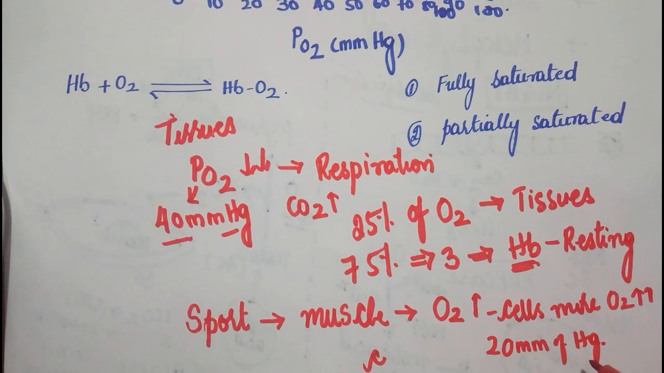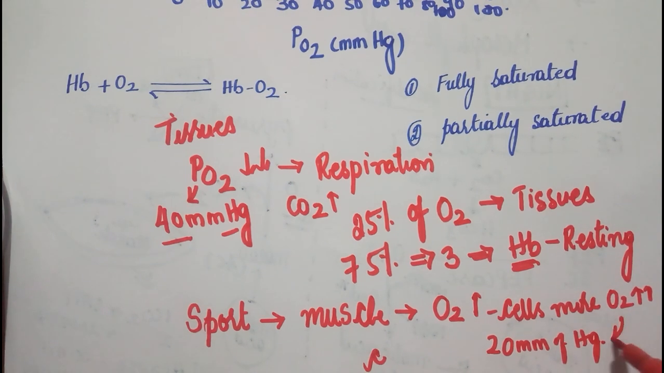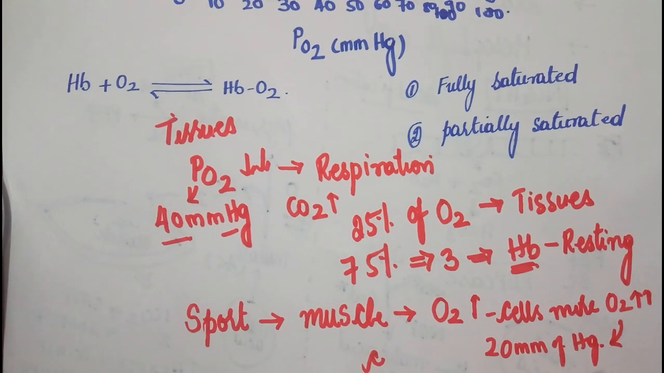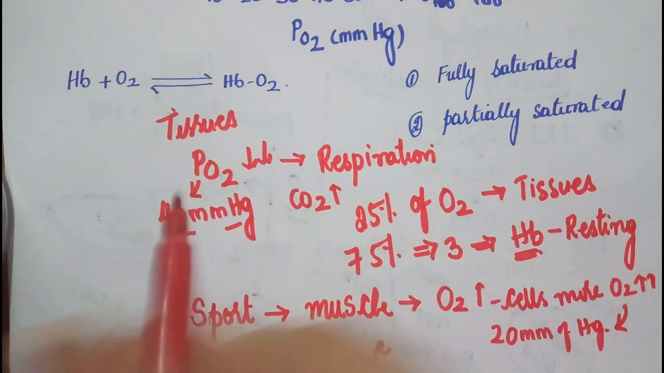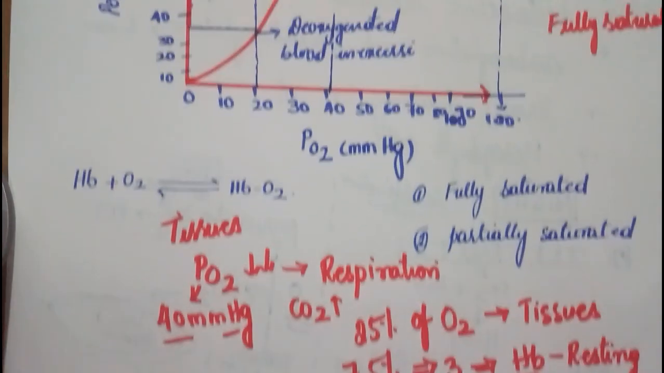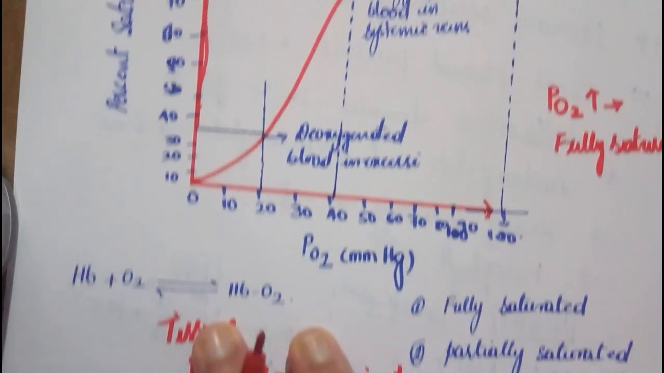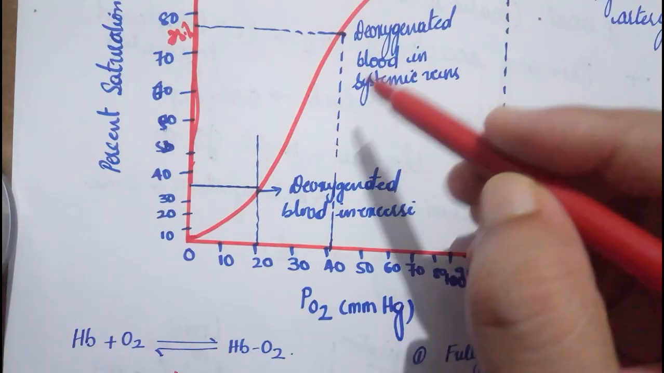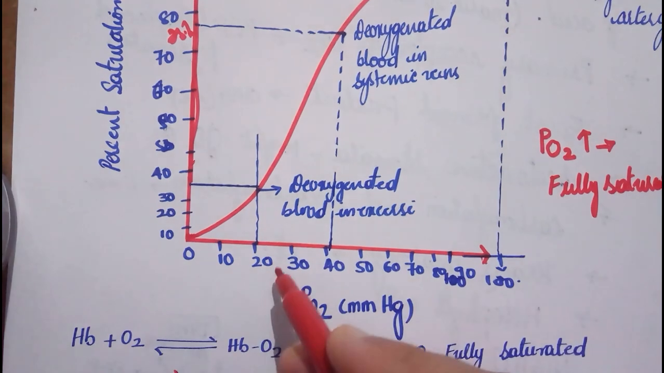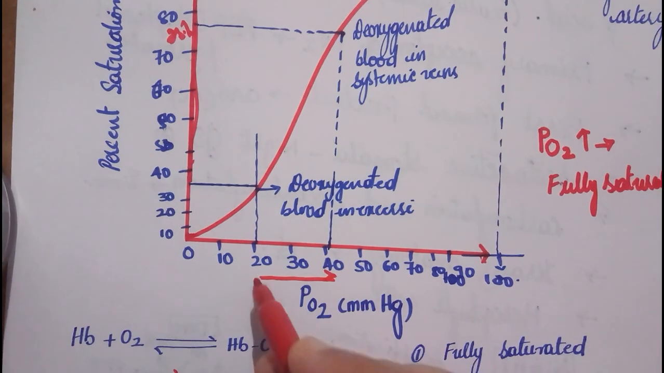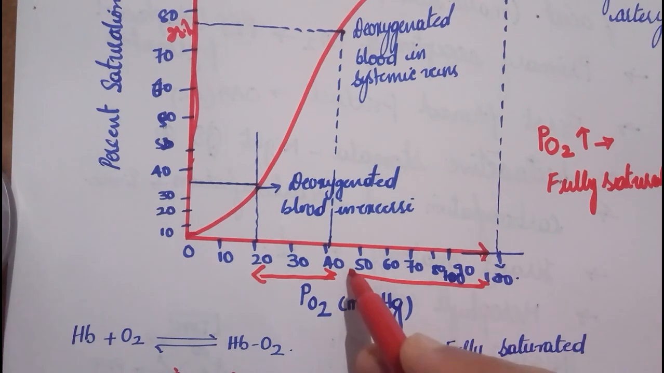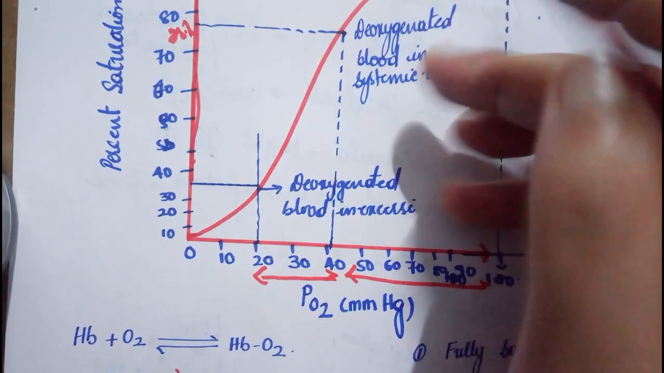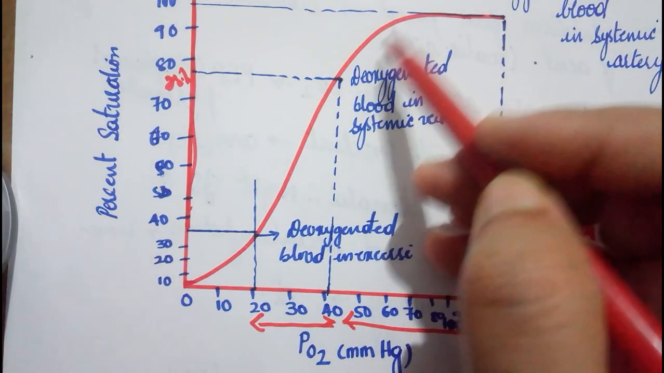What is dropping down to 20 millimeters of mercury? The partial pressure of oxygen in an actively exercising skeletal muscle cell. When it is dropping to 20 millimeters of mercury, if you see the percentage saturation of hemoglobin, immediately to fulfill the need of this exercising muscle, for this small variation in the partial pressure, the percentage saturation changes much. It was 75% saturation.